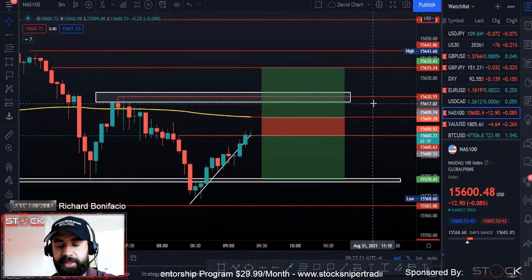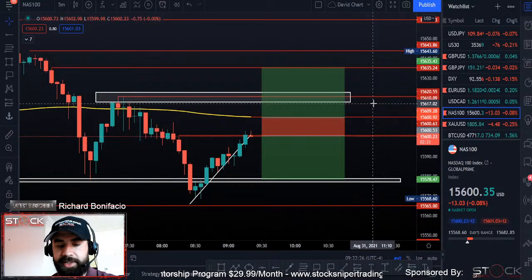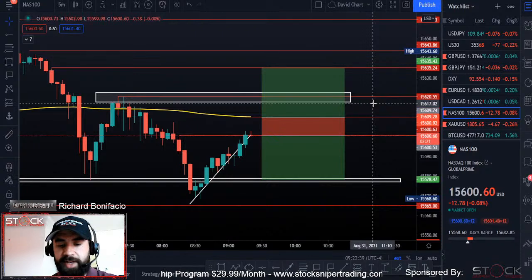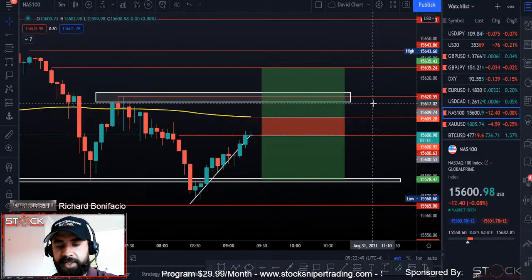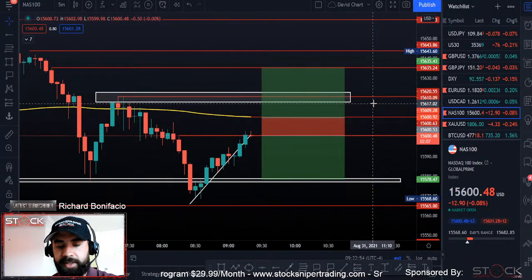I got one NAS, two NAS, one US 30, two US 30, three NAS, four NAS, five NAS, six NAS, seven NAS, three US 30, eight NAS, nine NAS, four US 30, five US 30, 10 NAS, 11 NAS, and so on. NAS is winning, guys.